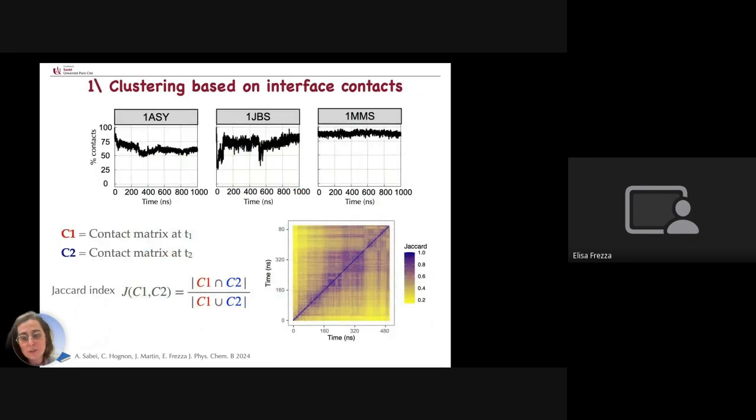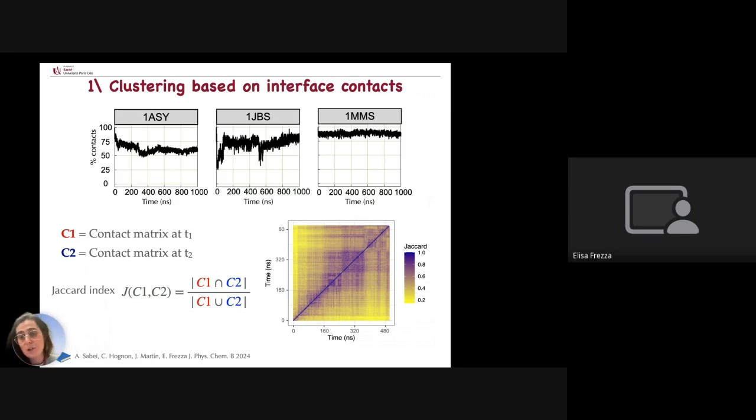We also classify our structures, because when we look at the contacts along the simulation, we realize that there are systems where the contacts are really stable along all the simulation time. In other cases, they change: they decrease, and then they are stable. In other cases, on the contrary, there is a decrease and an increase, looking like two states.